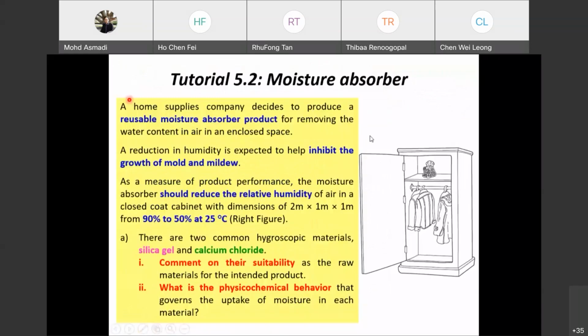A home supplies company decides to produce a reusable moisture absorber product for removing the water content in air in an enclosed space. A reduction in humidity is expected to help inhibit growth of mold and mildew.